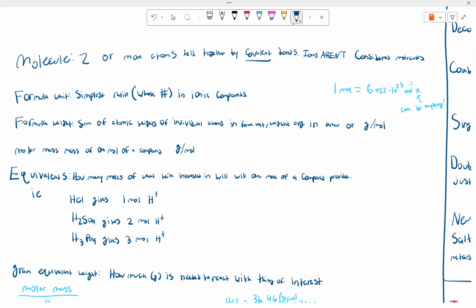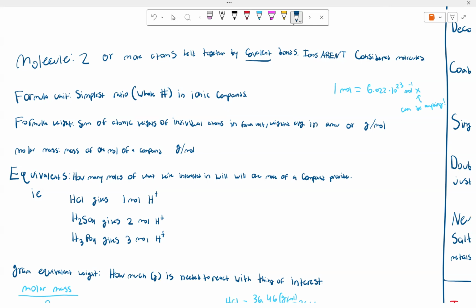Then we have formula unit, which is the simplest whole number ratio of ionic compounds, and formula weight is the sum of atomic weights of individual atoms in the formula unit. Remember, whenever you see weight, think weighted average. So it's in AMU or grams per mole.